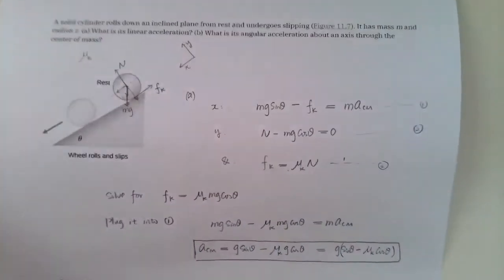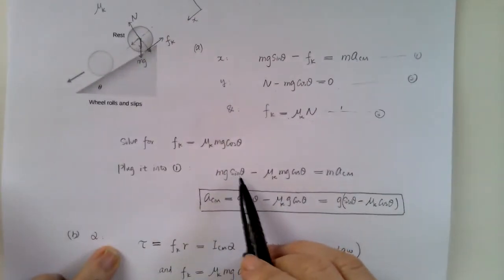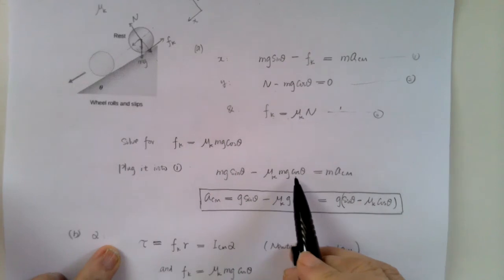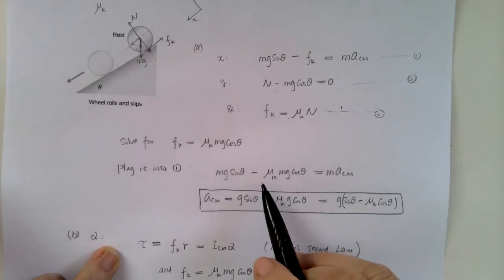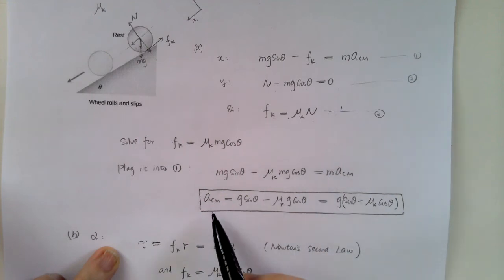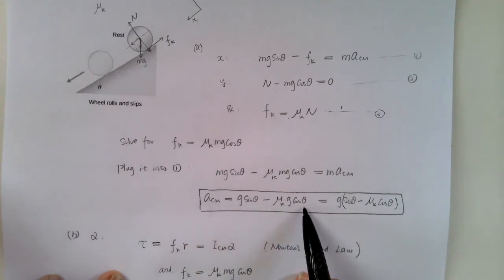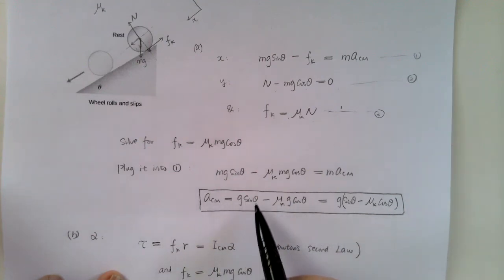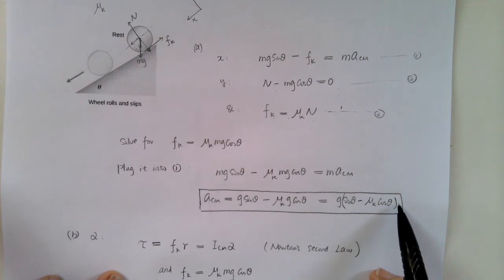Then plug it into equation 1. Then what we get is mg sine theta minus mu k mg cosine theta equals m a. Combine like terms on the left side, then divide by m, and we get the expression of the acceleration of the center of mass, a_cm equals this one. We can factor g out and get g times parentheses, sine theta minus mu k cosine theta.